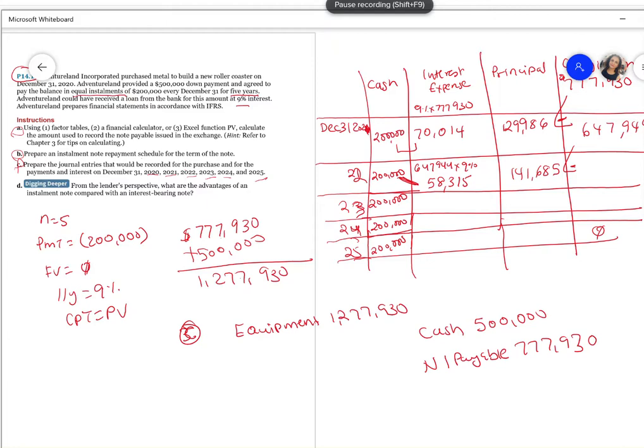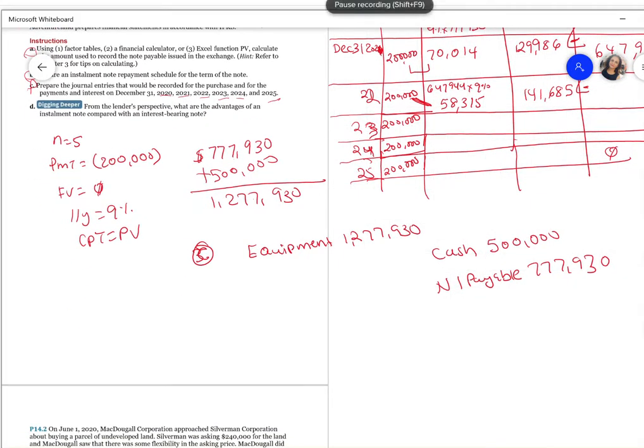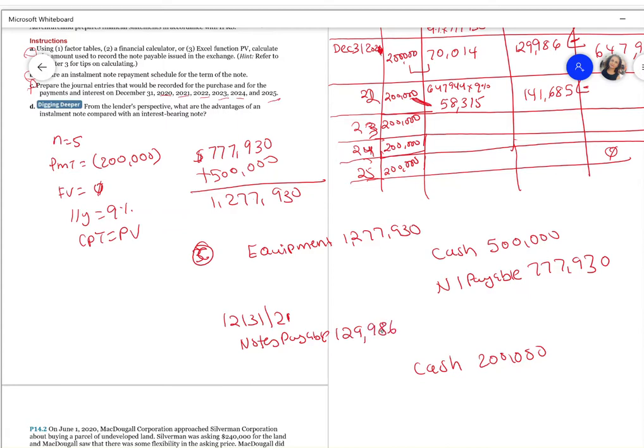So let's do that. My first entry is for the interest expense, the notes payable, and the cash. Of course, we're making a principal payment. So my first entry is on December 31st, 2021, and the cash we paid was 200,000, and you're going to debit the notes payable. Your notes payable is for the principal that we paid out, which is 129,986. And then we have an interest for the first year, which is going to be 70,014. So that is your interest expense.